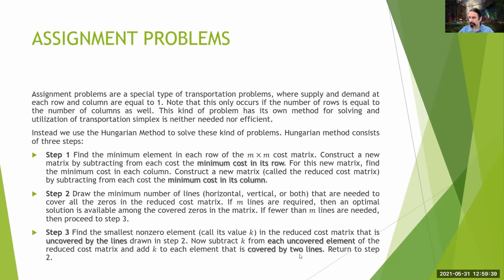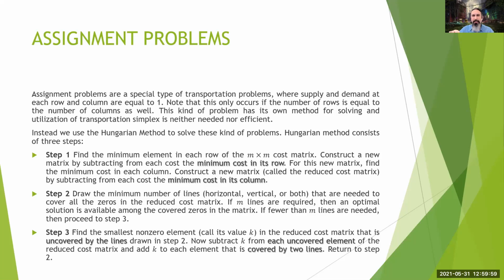Always a square. So you try to draw out those zeros with the minimum number of lines possible, straight lines of course, and then you count the number of lines. If the number of lines is equal to your number of columns or your number of rows, that's the same thing, then you have found the optimal solution. But if it's not, you keep going.